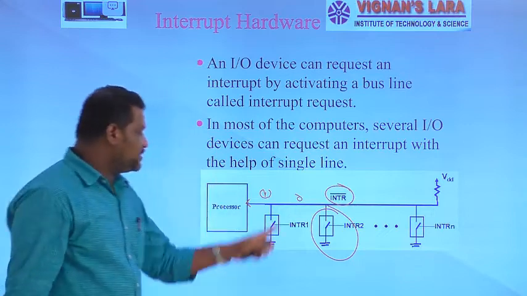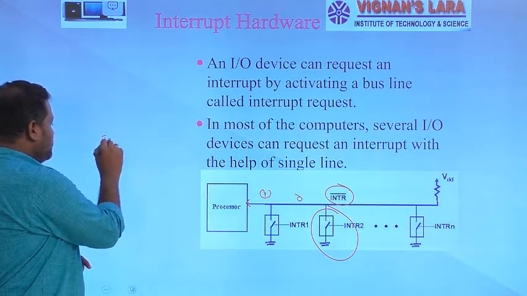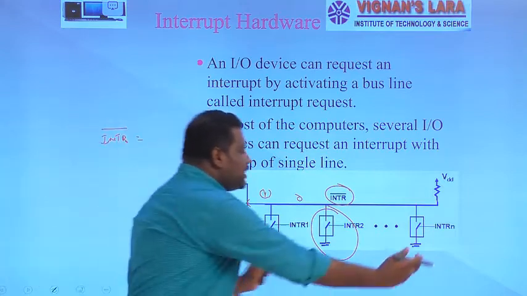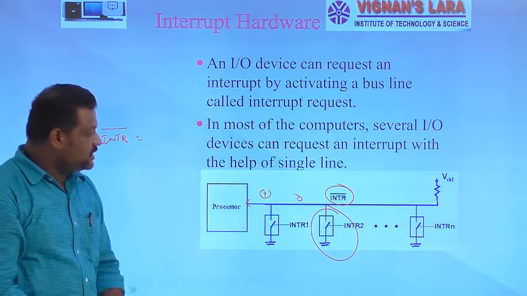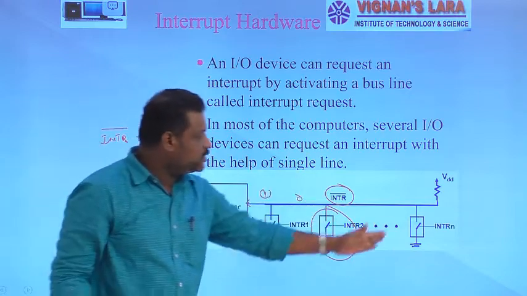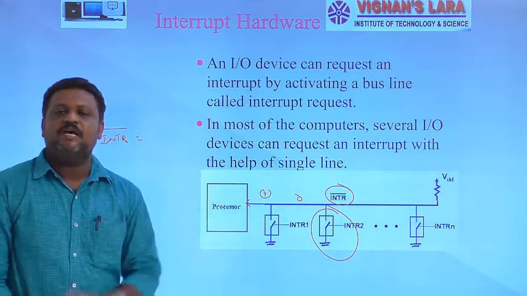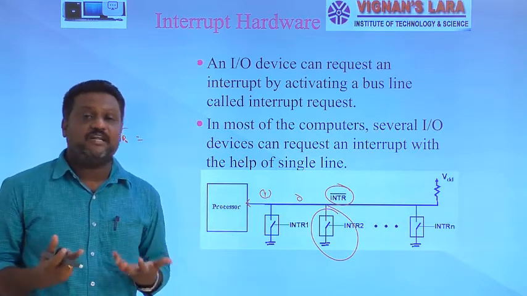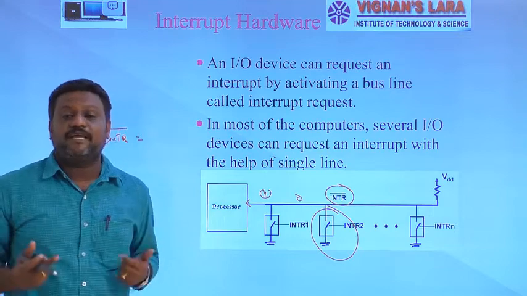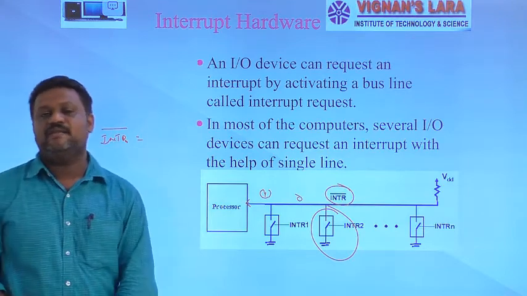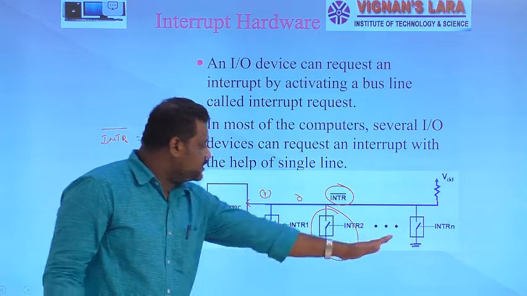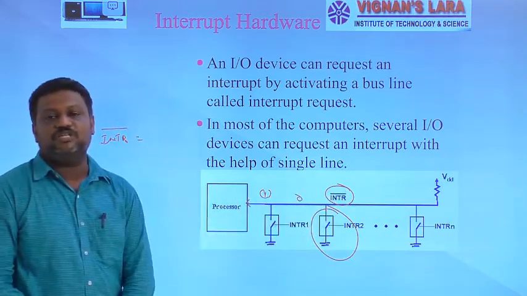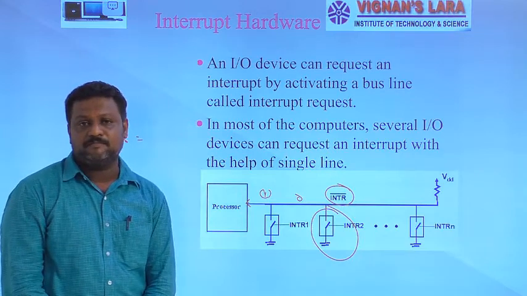The important thing here is that this INTR bar is equivalent to the logical ORing of all these interrupt request signals. Here I have INTR1, INTR2 and then INTRn. That means my system has n number of devices, and each and every device is able to generate an interrupt request signal. Those interrupt signals I can call IR1 to IRn. But these request signals are transferred to your processor with the help of only one signal, which is INTR bar.